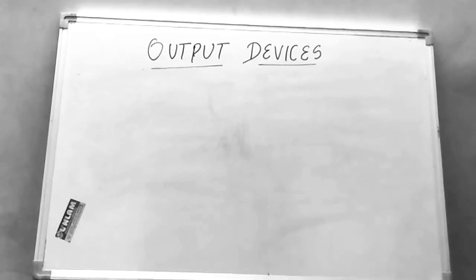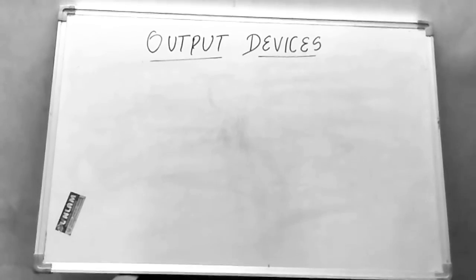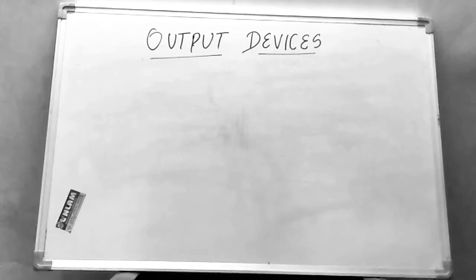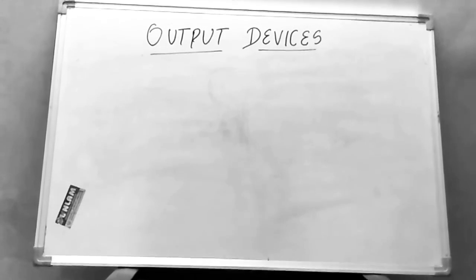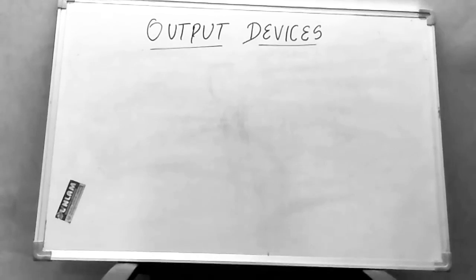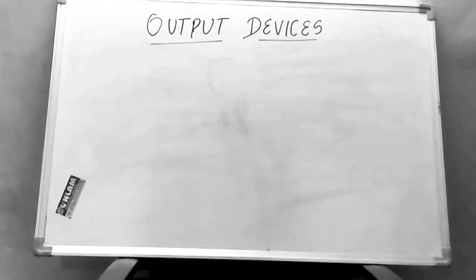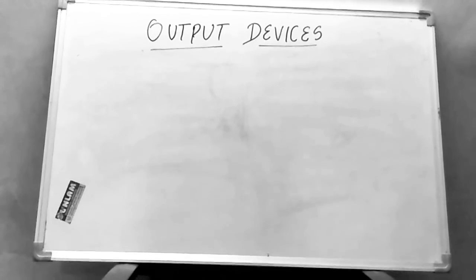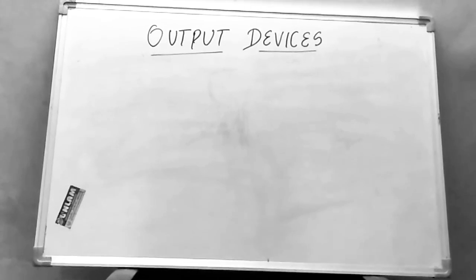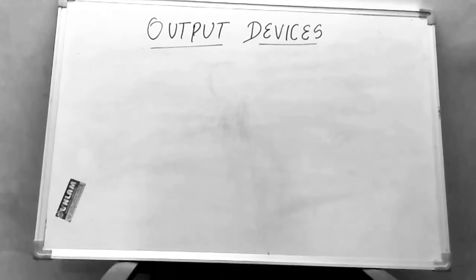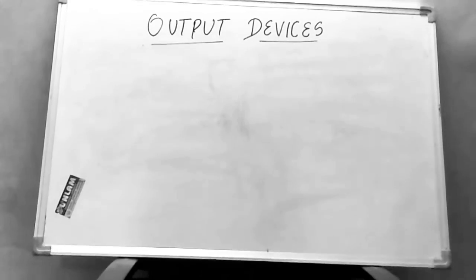Today I am here with the second part of my video from the chapter Computer Hardware. In the first part of the video, I covered what is hardware, what is software, what are the input devices, and their examples with explanations. Now I am going to start with the output devices. What are these output devices?